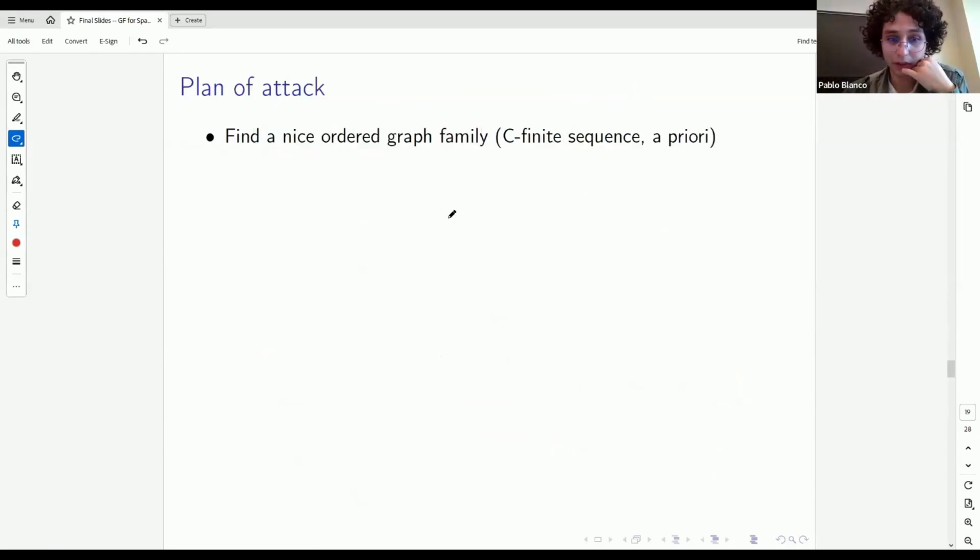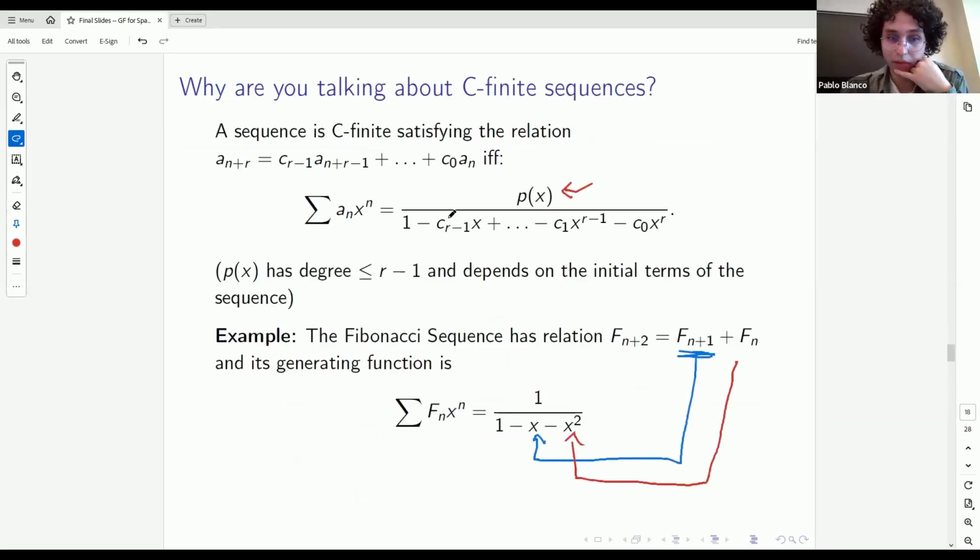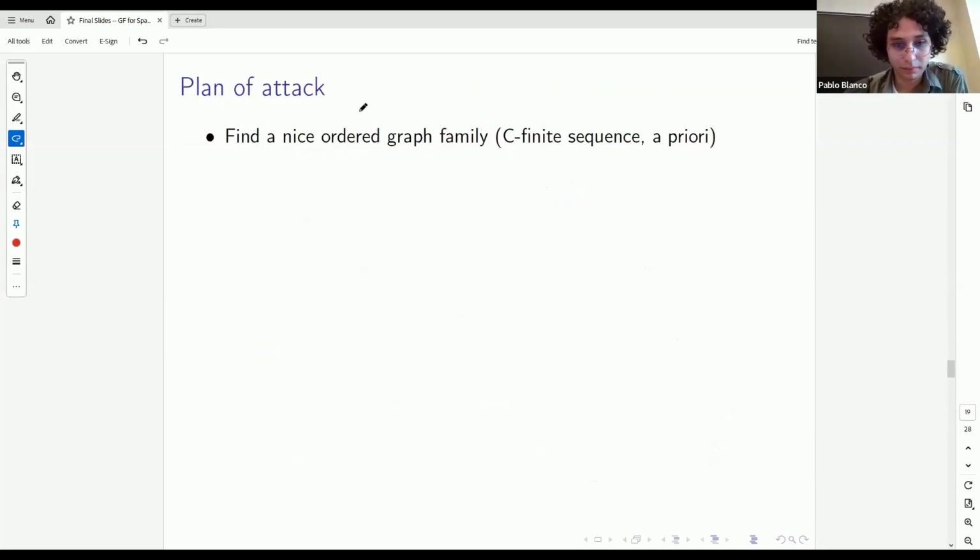Now, for the graph families that I spoke about, the nice thing about them is that you can encode them into some finite state machine that's going to ensure that the sequences we talk about are going to be C-finite. I'm not going to go into too much detail on that, but it's the transfer matrix method, I believe.